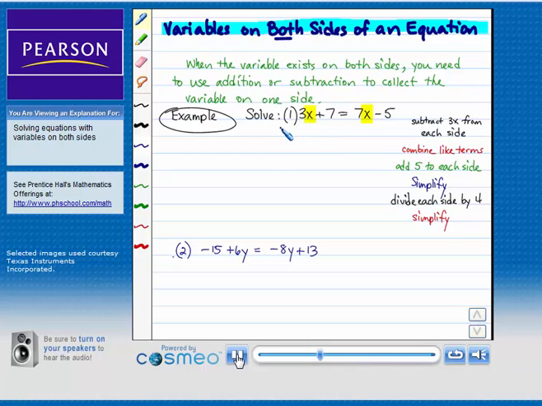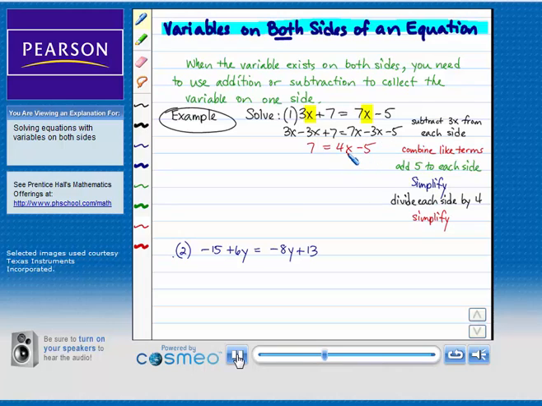So that's going to look like this. Let's see. 3x minus 3x plus 7 equals 7x minus 3x minus 5. Alright, once I've done that, I can combine the like terms. Of course, 3x minus 3x is 0, so that leaves me with 7. And on the right side, 7x minus 3x is 4x, and 4x minus 5.